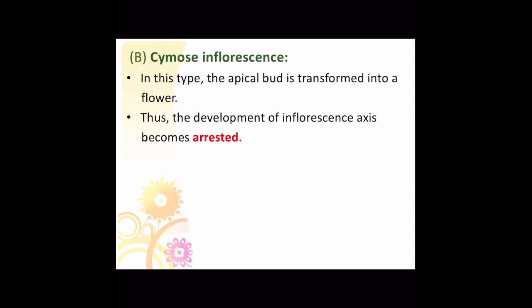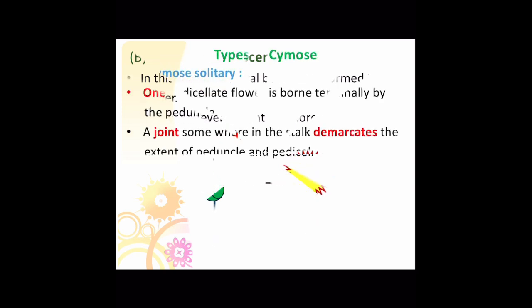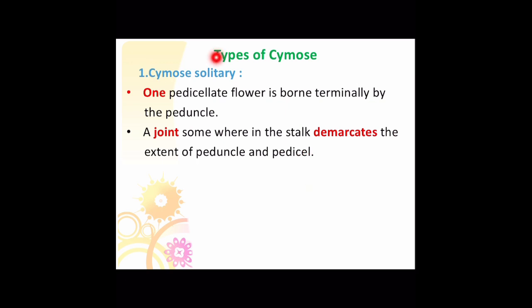Cymose inflorescence. In this type, the apical bud is transformed into a flower. Thus, the development of inflorescence axis becomes arrested. Types of cymose. Number 1 cymose solitary.